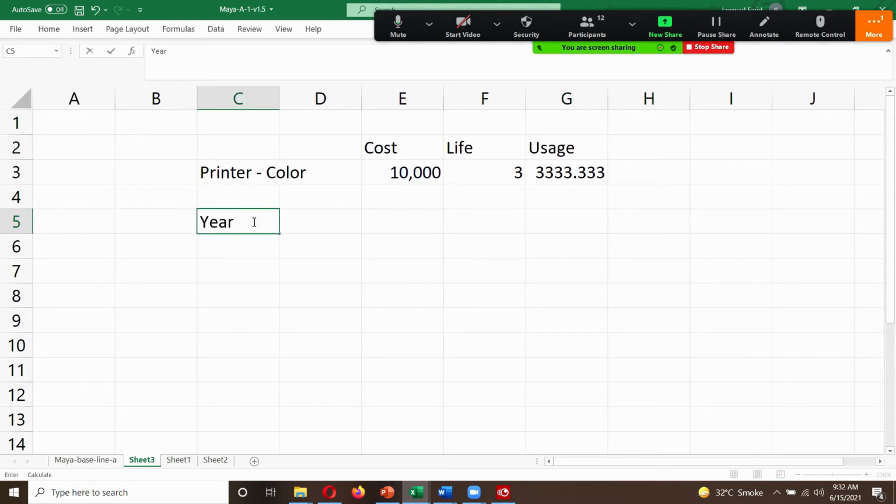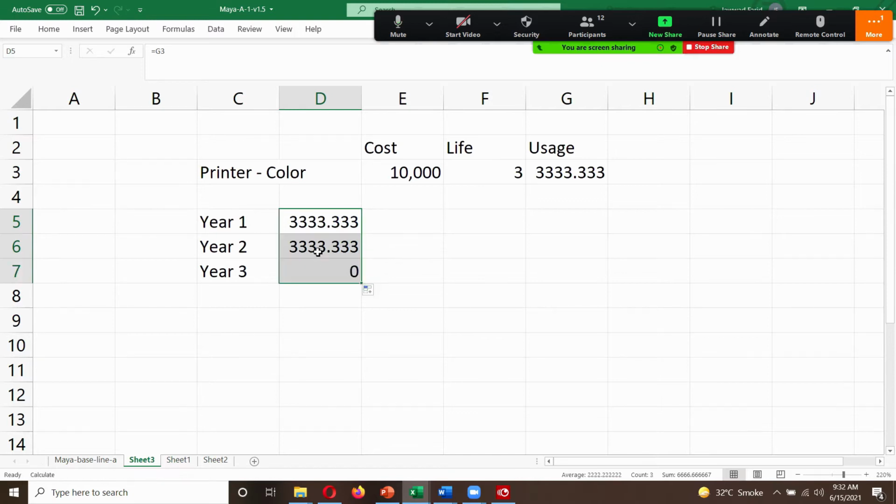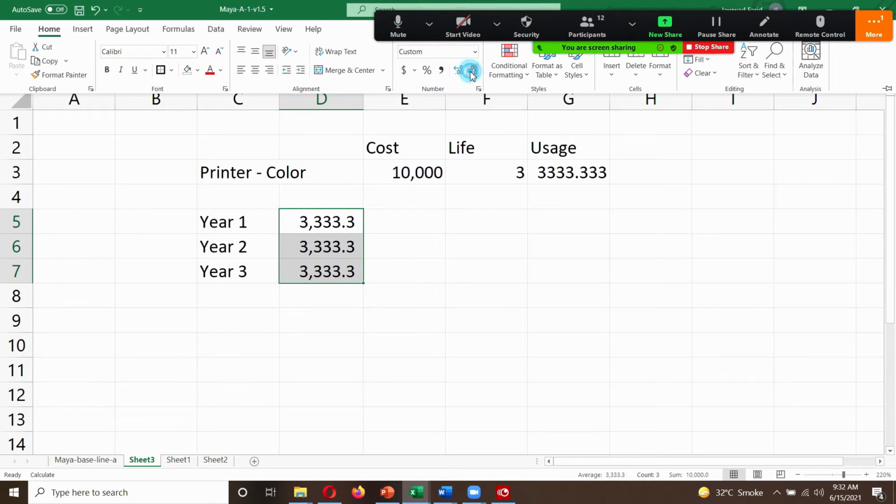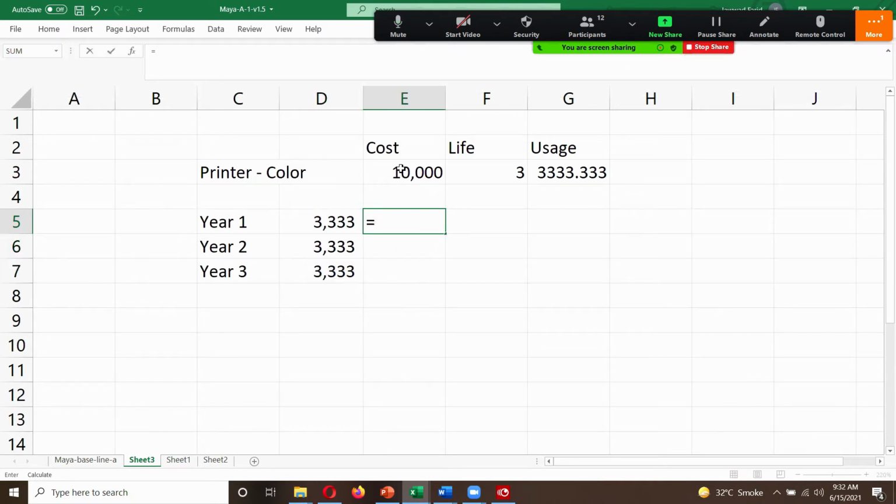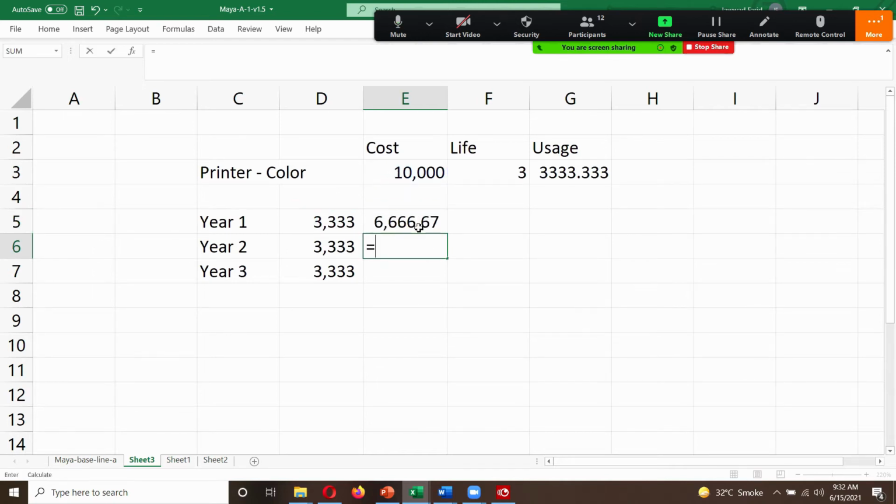So in year 1 I've used this much, in year 2 I've used this much, in year 3 I've used this much. If I do the calculation on this basis, I'm essentially saying that every year for the next 3 years I'm going to use this much in value. So what's the value of the printer? At the end of the first year, it'll be this minus this. At the end of the second year, it's going to be this minus this. At the end of the third year, it's going to be this minus this.